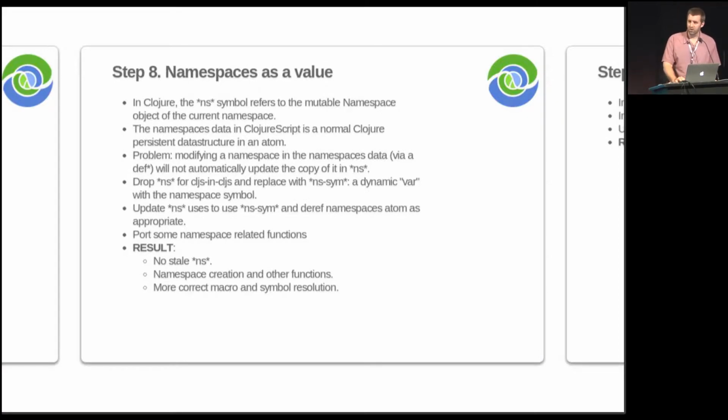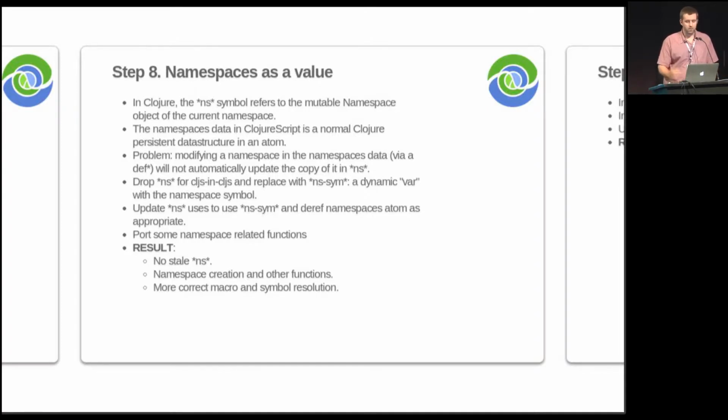Now, *ns* is a little bit weird because namespaces are weird. They are a Java object, but they are magic, global, mutable objects. One of the problems with *ns*, actually I call it a symbol there, but it's actually an object, is that it refers to the live namespace that you're currently in. So if you do a def in the namespace you're in, it automatically appears in *ns* inside that, which is a bit of a problem on the ClojureScript side because the namespaces atom just contains normal Clojure data. It's a hierarchical map.